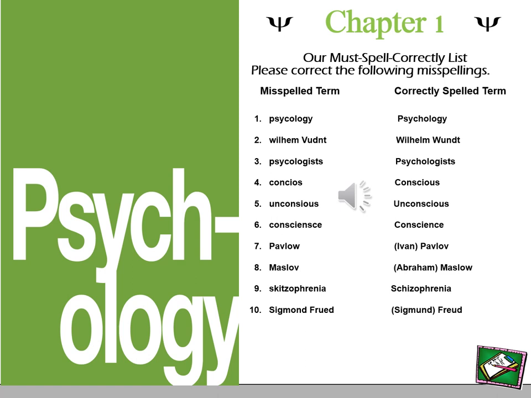7, Pavlov. 8, Maslow. Sometimes students tend to mix and match the letters. Nothing good comes of that. Next, schizophrenia. Don't ever shorten it to schizo. That's very rude. It's very impolite. Don't go there. And it's not even desirable to say a schizophrenic. It's a person with schizophrenia. They're more than their condition. Number 10, Sigmund Freud, who apparently is not the father of psychology.